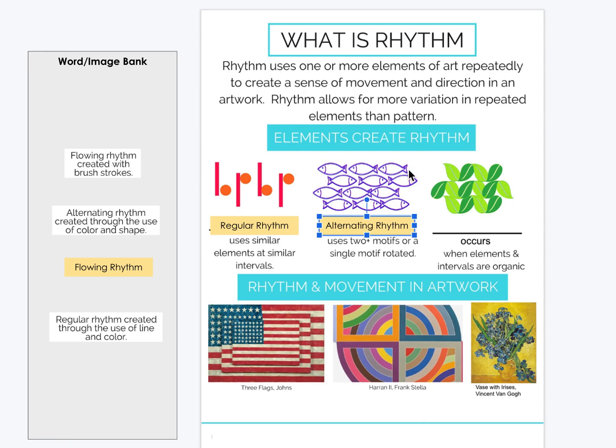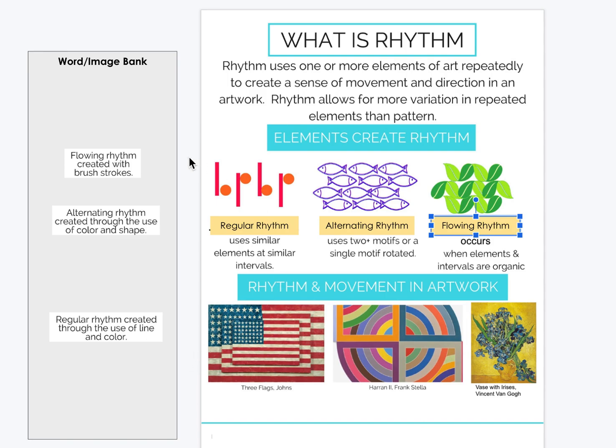Okay. The last one is flowing. Flowing occurs when elements and intervals are organic. You're like, what does that mean? It means that it is going in a nice soft flow. Like there's no jaggedness to it. So you don't feel like you're going one way. It just flows back and forth. All right. So you can see how these flow up and down in a nice natural way. All right.